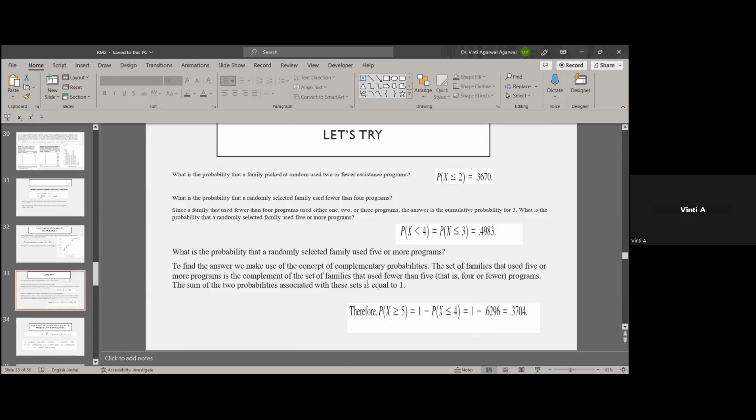Similarly, if it says, what is the probability that a randomly selected family used 5 or more programs? Since I know my total probability is equal to 1, using 5 or more programs means that person has not used 4 or fewer. So if I subtract the sum total of probabilities up to 4 from 1, I would get my probability, because I know that the total probability can only be 1. And less than 4 is equal to what?